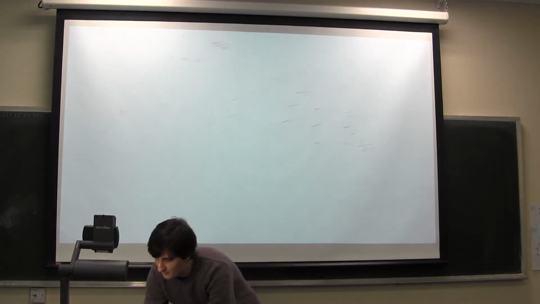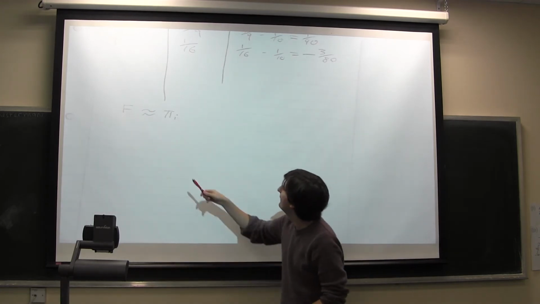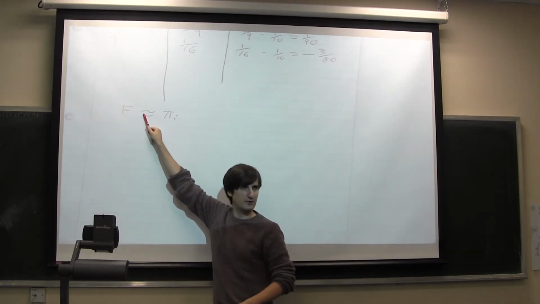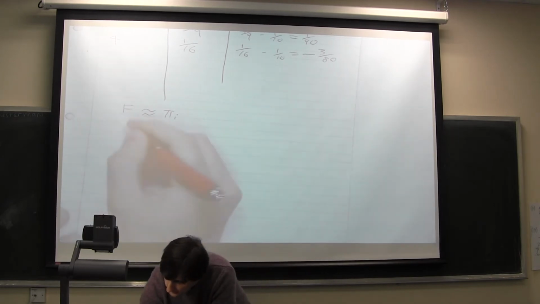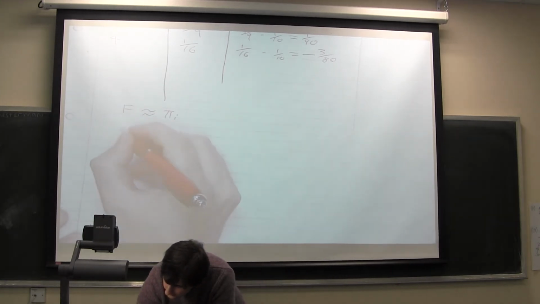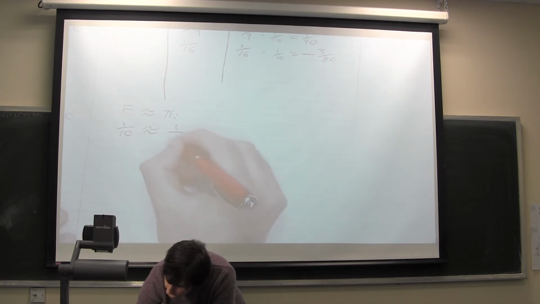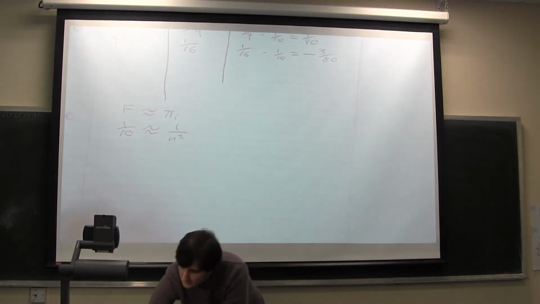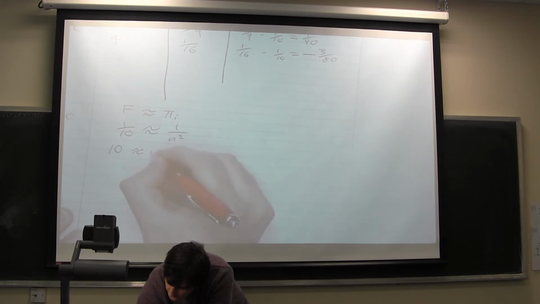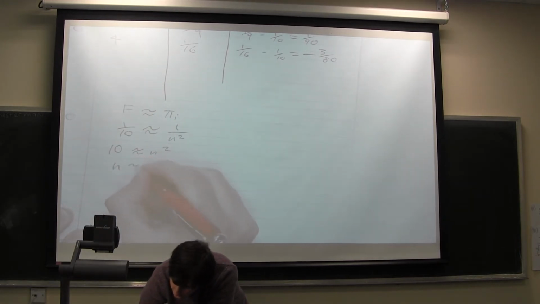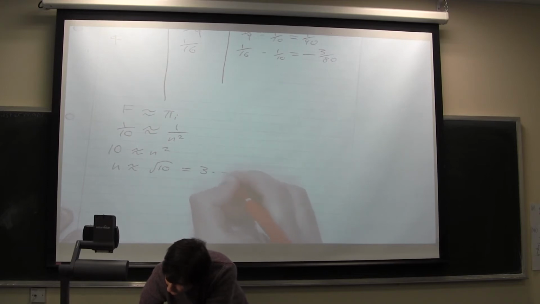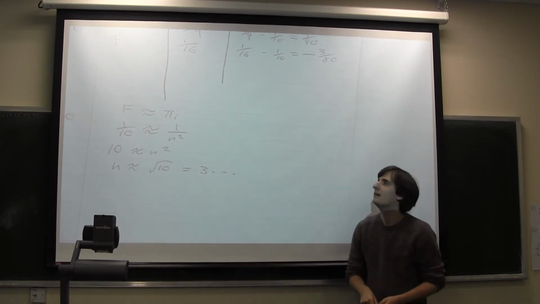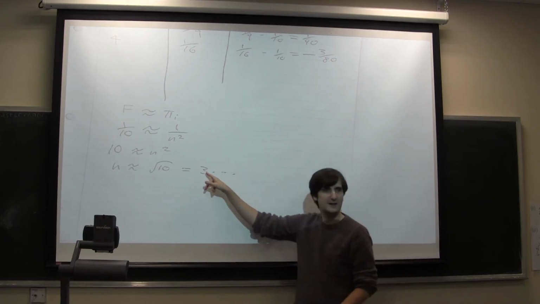So this is the way we normally solve. We write the post-entry profits are approximately equal to the entry cost. The entry cost was 1 over 10, and the post-entry profits were 1 over n squared. So if we invert both sides, this means that 10 must be approximately equal to n squared, so n must be approximately equal to the square root of 10, which is 3.7. This is going to be slightly bigger than 3.